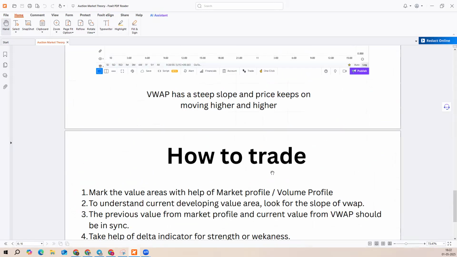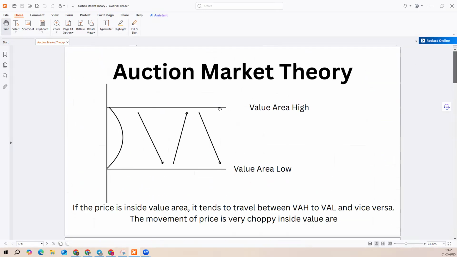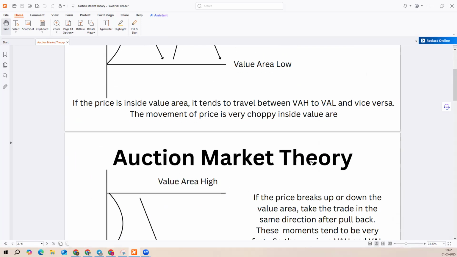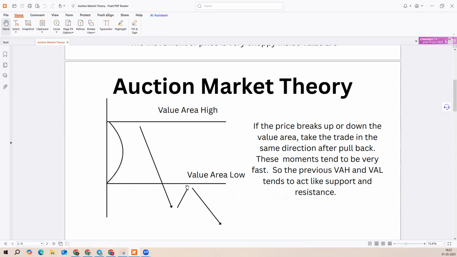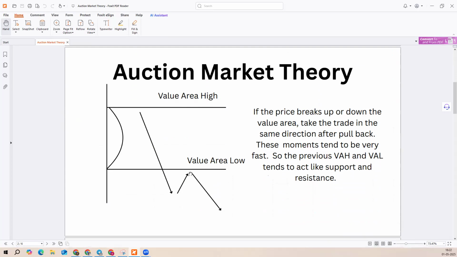Okay, so let me just go from the beginning. In this page we have talked about the auction market theory. You should keep on playing from value area high to low, to low to high when the market is opening inside the previous day value area. And when the market is going outside the value area, you have to wait for the pullback to the value area level and then initiate the trade in the same direction. Of course, you have to check the strength of the delta.